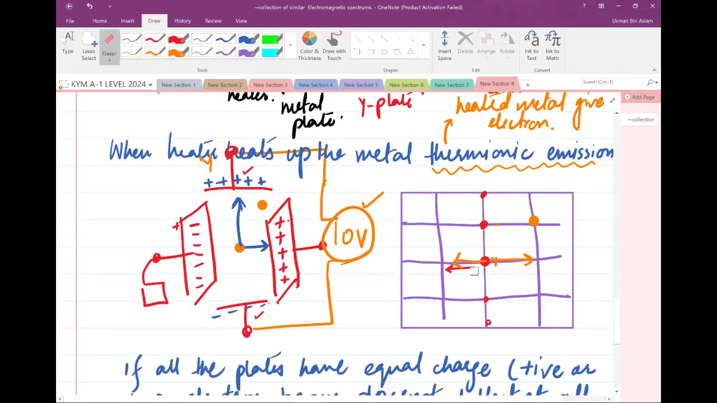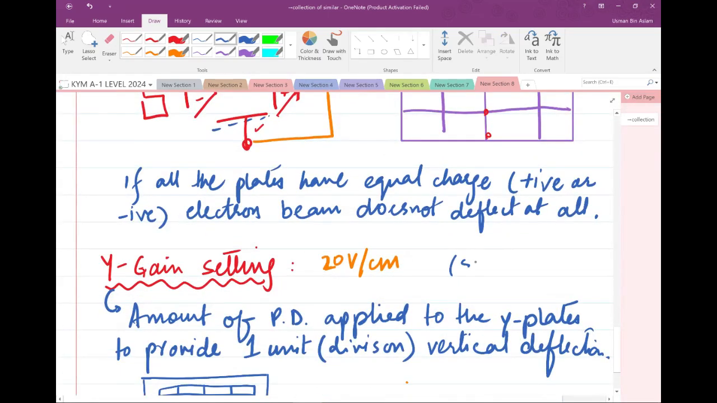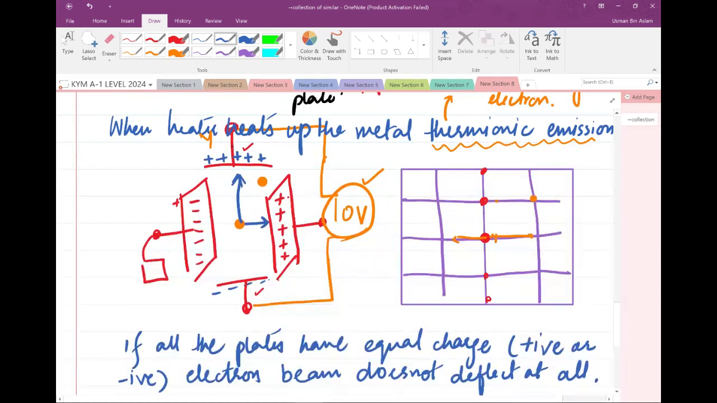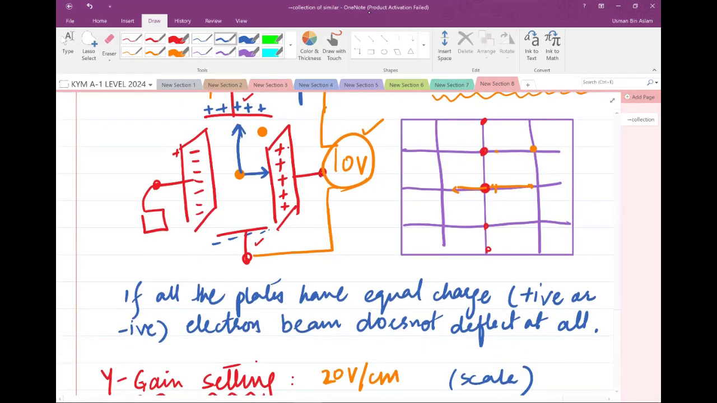That means Y gain setting is like a control, a scale. Like when we draw a graph in mathematics or a graph in physics, we first have to decide a scale, right? 1 centimeter to represent how much of a value. Similarly, Y gain is like deciding a scale. That means this will show us how much voltage will be supplied to the Y plates to cause 1 centimeter vertically upwards deflection. Do you understand that?